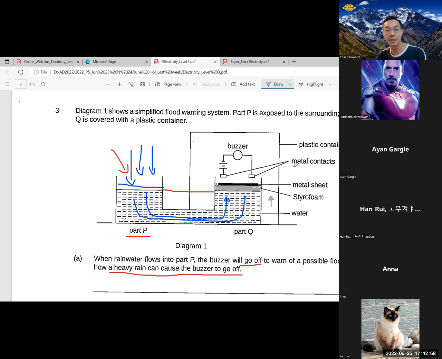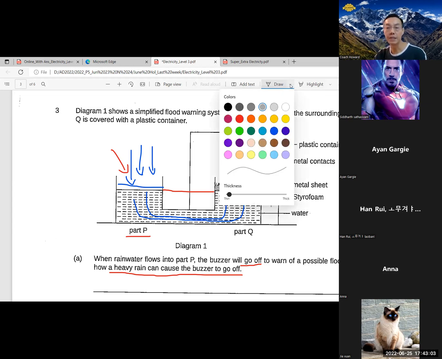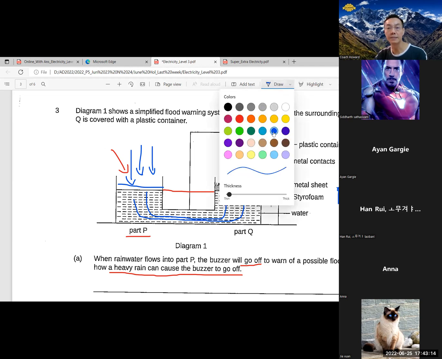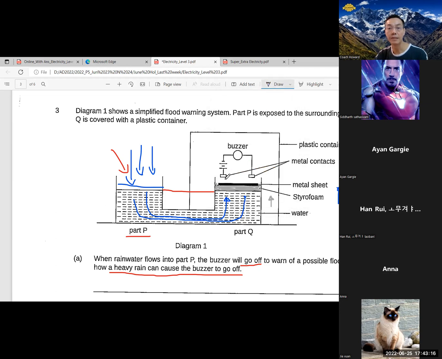And then there's a thin metal sheet on top of the styrofoam. So you can imagine if the water level increases upwards to a certain point, the metal sheet will form a closed circuit with the metal contact. So this part will go up, and this will form a closed circuit. And the electricity from these two batteries will go through this circuit and turn on the buzzer. So you must explain the theory behind this. How do you explain?